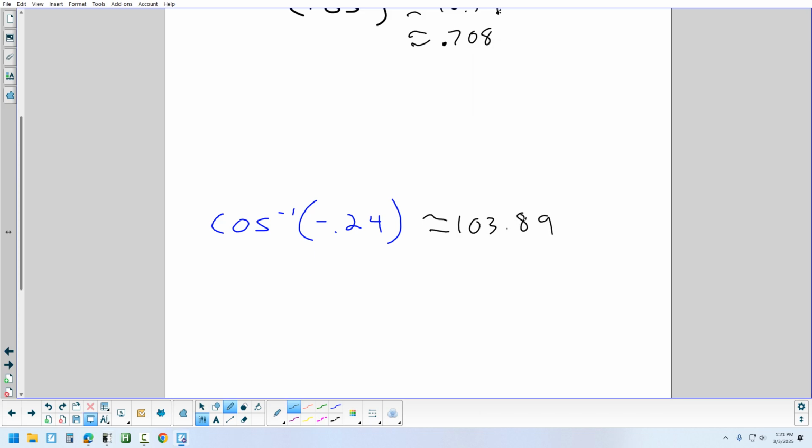If I write that, what have I just written? That's 103.89 radians. Okay, so we want degrees. So just make sure when you're doing the test, if it's a multiple choice question, look at the multiple choice answers. If they have the circle on them, then you know it's degrees. If they don't, you know it's radians.